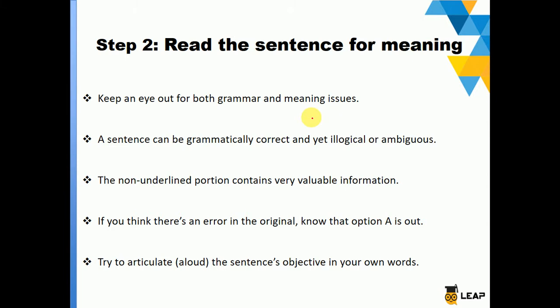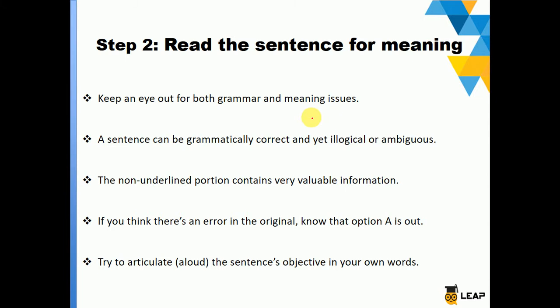If you think there's an error in the original, you can immediately keep this concept in your mind: option A is out. Why? Because as you read the entire sentence meaningfully, you've already understood that something is very wrong with this sentence. So yes, you can automatically eliminate option A, because option A is nothing but the repetition of the original sentence.